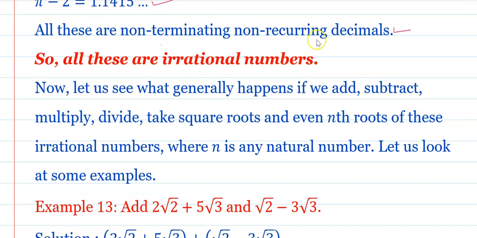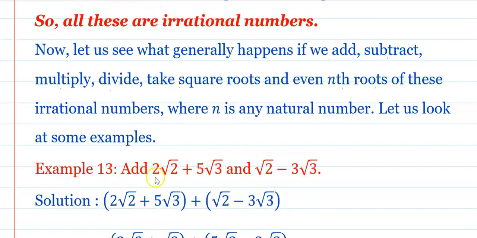So, these all are the irrational numbers. Now, let us see what generally happens if we add, subtract, multiply, divide, take square roots, and even nth roots of these irrational numbers, where n is any natural number. Let us look at some examples.